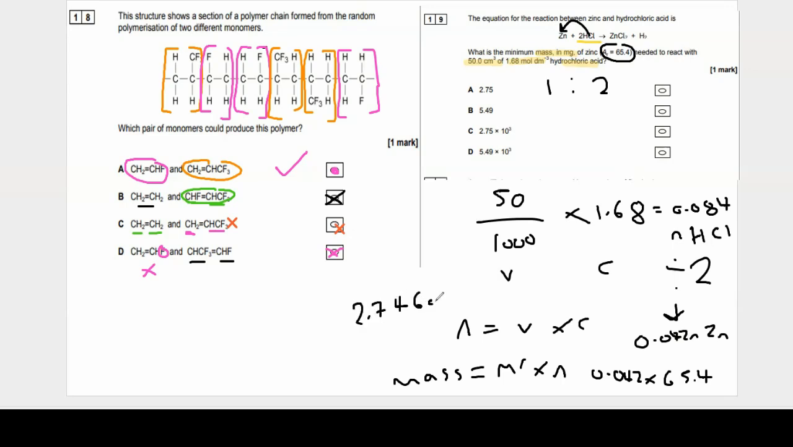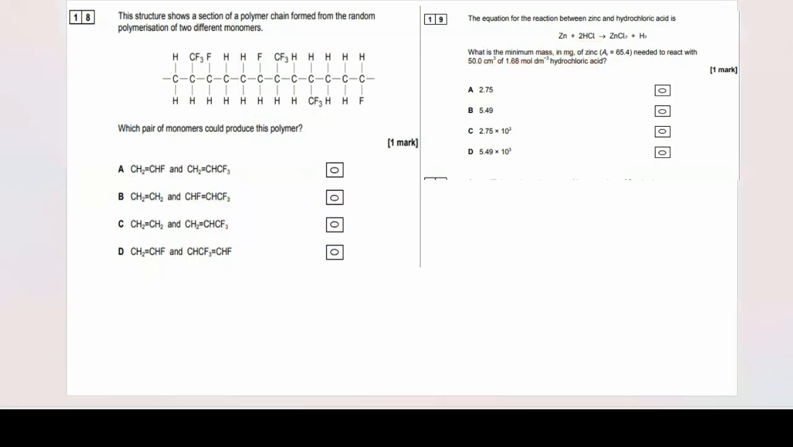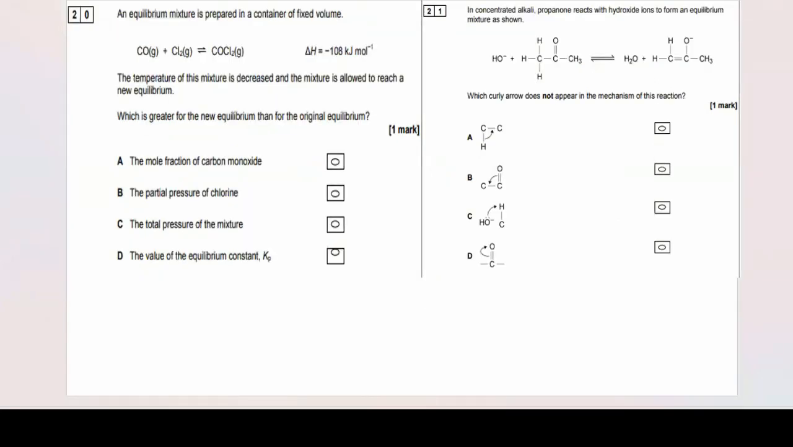Now here's where you could make a mistake. You might think it's A. Ta-da! However, we have to turn this into milligrams in the question. Milligrams, sorry, not micrograms. That's the crazy upside down U symbol. Milligrams. So I need to times by 1,000. So the answer is actually 2.75 times 10 to the power of 2. Lovely. Let's move on.